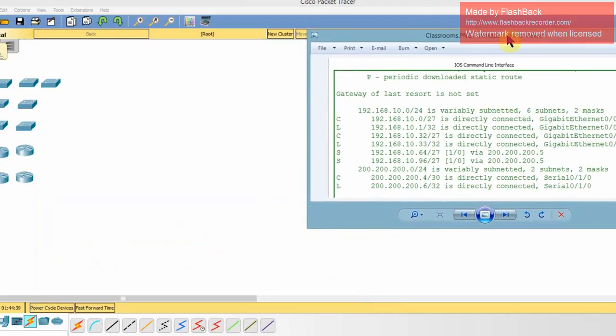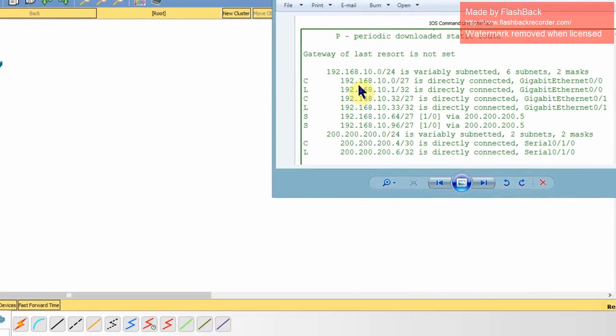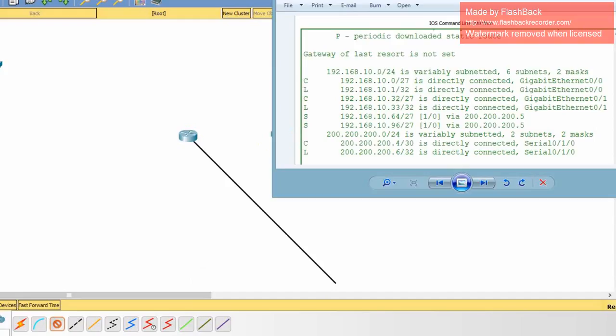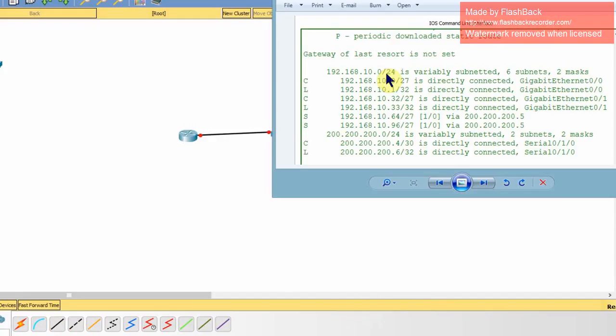Okay, so here is the first routing table. I decided to go with a pretty easy one, and there's no gateway of last resort. Its first line is directly connected and is a Gigabit Ethernet with a /27, so probably a network. So I'm going to put our first router here. This will be our router 1, and that was connected with a Gigabit Ethernet 0/0. Okay, so that's our first one.